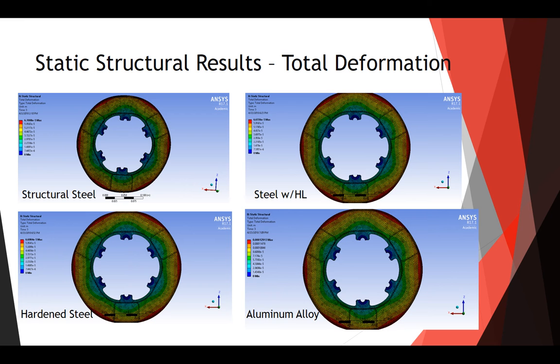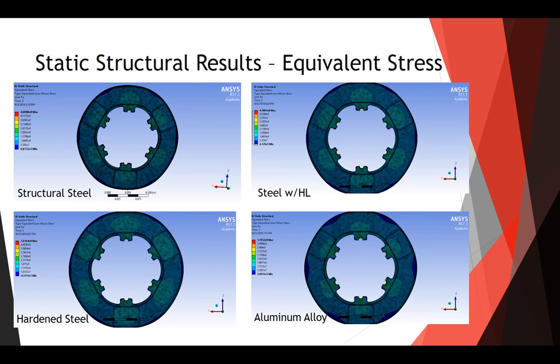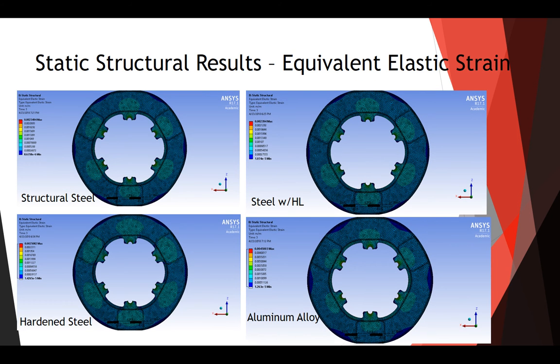This is my plots of total deformation, and here we can start seeing some variation. I knew, by nature, aluminum was a softer material, but I just wanted to include it just for comparative purposes. Equivalent stresses, again, I chose to include this as well. There is variation, and you can see that in some of these plots. Same thing with equivalent elastic strain.